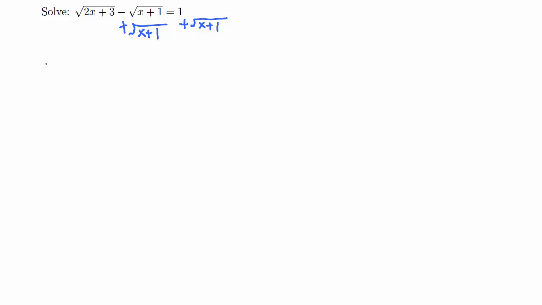So that means that we're going to get the equation, the square root of 2x plus 3 equals 1 plus the square root of x plus 1. This really doesn't look a whole lot better, but we needed to do it nonetheless. Notice that we have a radical by itself now.